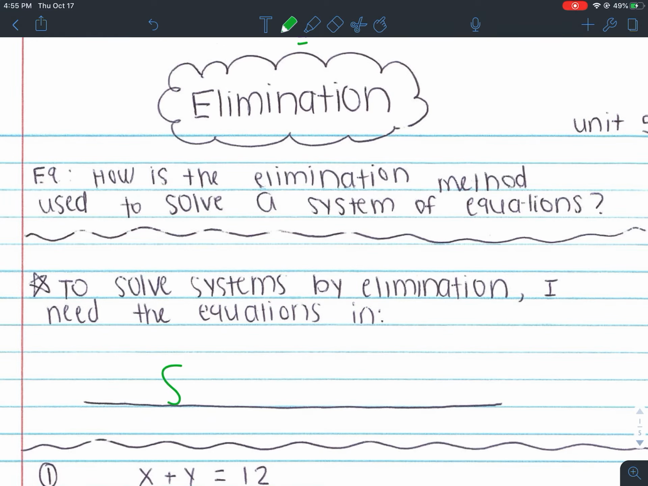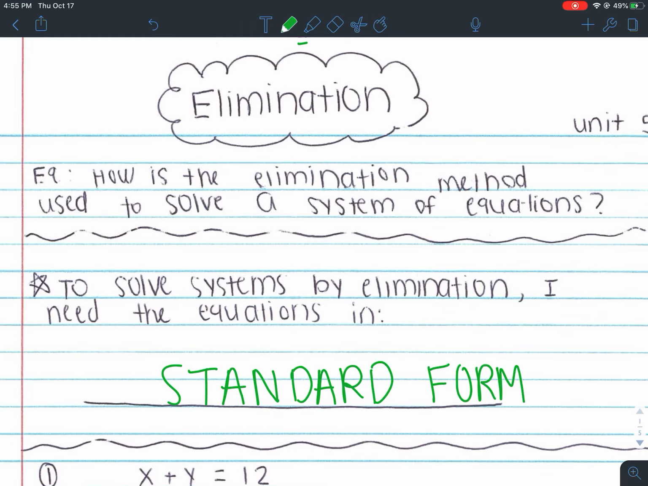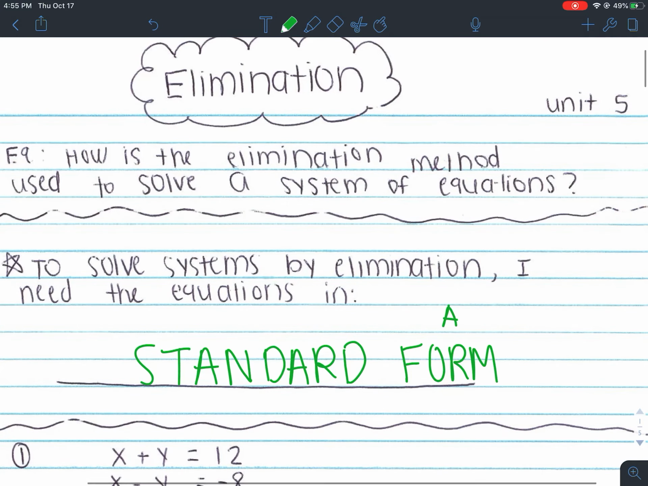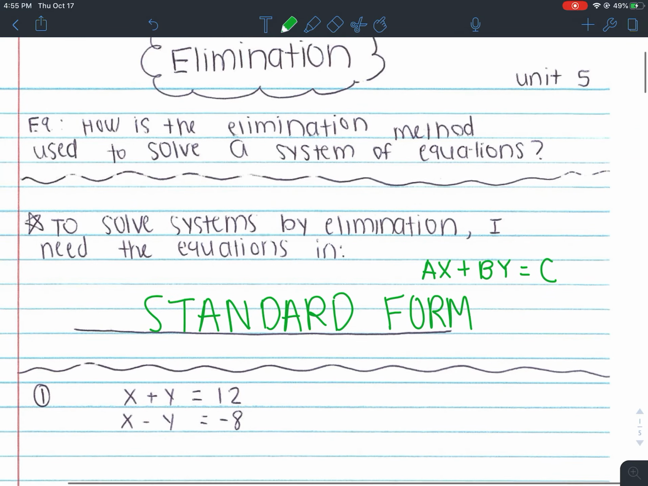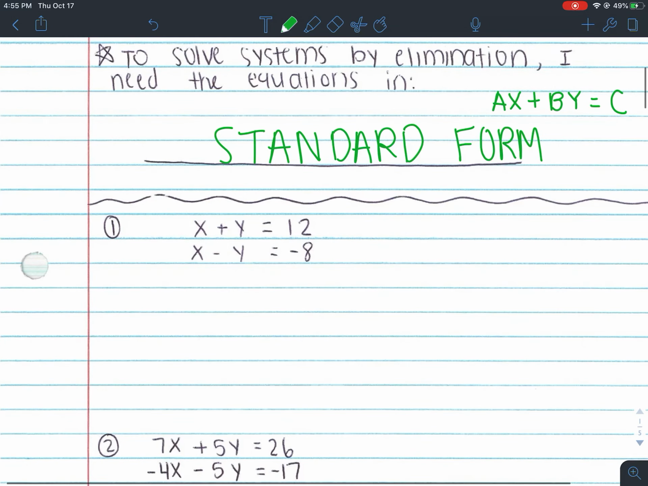So with elimination, we need all of our equations to be in standard form. Once they're in standard form, we can go ahead and do elimination. And just a reminder of what standard form is, that is ax plus by equals c. So with elimination, you want it in standard form.